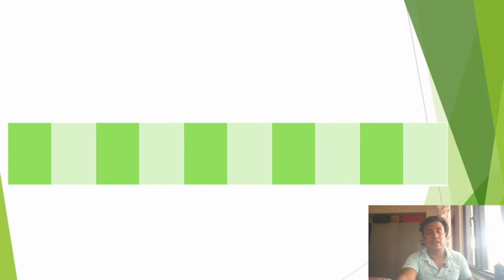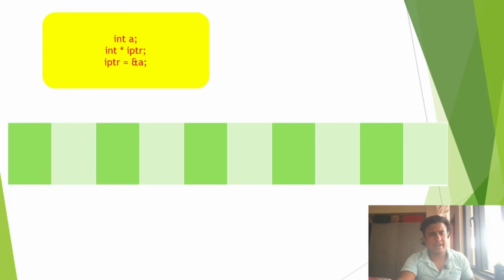Let me tell you how pointers actually work, in naive terminology. Suppose we declare a variable A here. You can see that it's a normal initialization, which you already know, and this part is the pointer initialization.